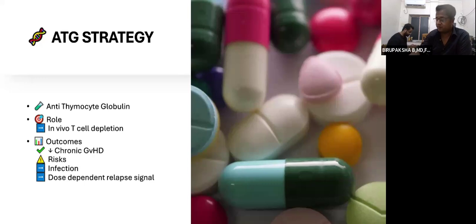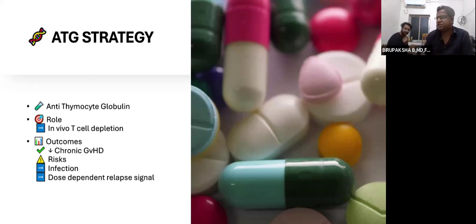This is what I found out in my study. The ATG strategy, anti-thymocyte globulin. Now, this becomes very important. How does it become important? How does it differ from whatever I found out in various databases? This is one thing that we can add on to the existing regimen, the anti-thymocyte globulin. We can inject them.